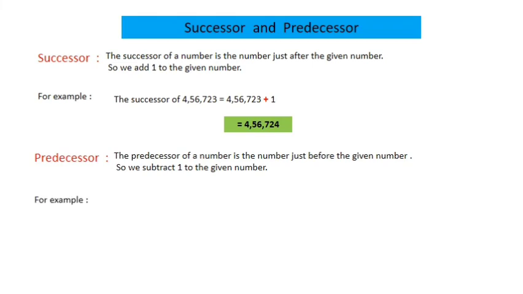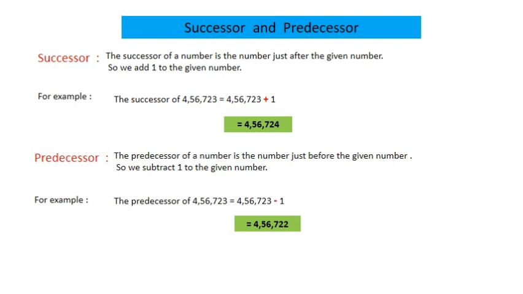Let us take an example. The predecessor of the same number I have taken: 4,56,723. In this I am subtracting 1. So 3 minus 1 becomes 2. Instead of 23 it will become 22. So your answer is 4,56,722.